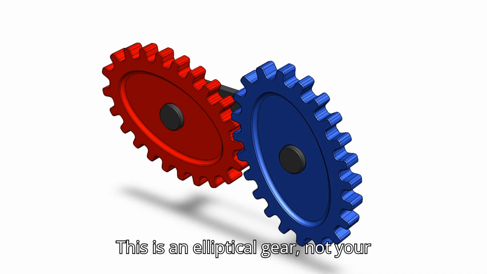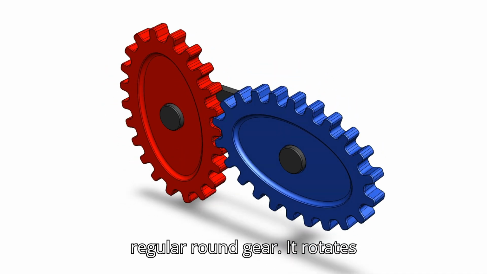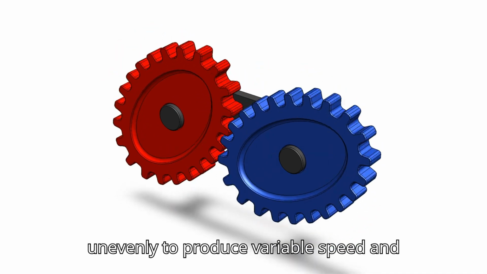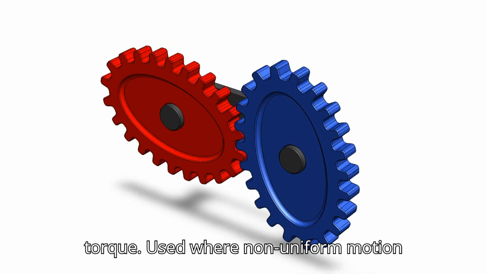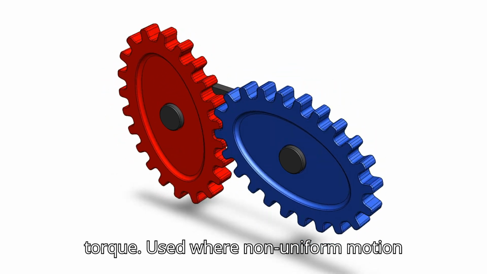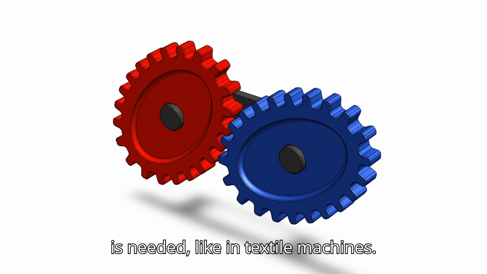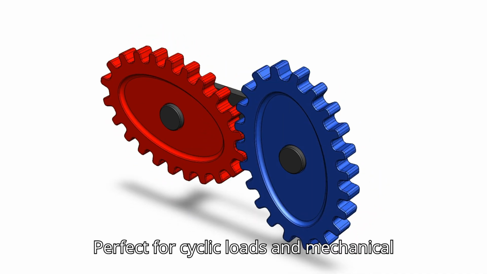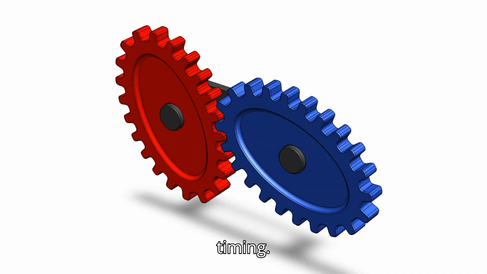This is an elliptical gear, not your regular round gear. It rotates unevenly to produce variable speed and torque. Used where non-uniform motion is needed, like in textile machines. Perfect for cyclic loads and mechanical timing.